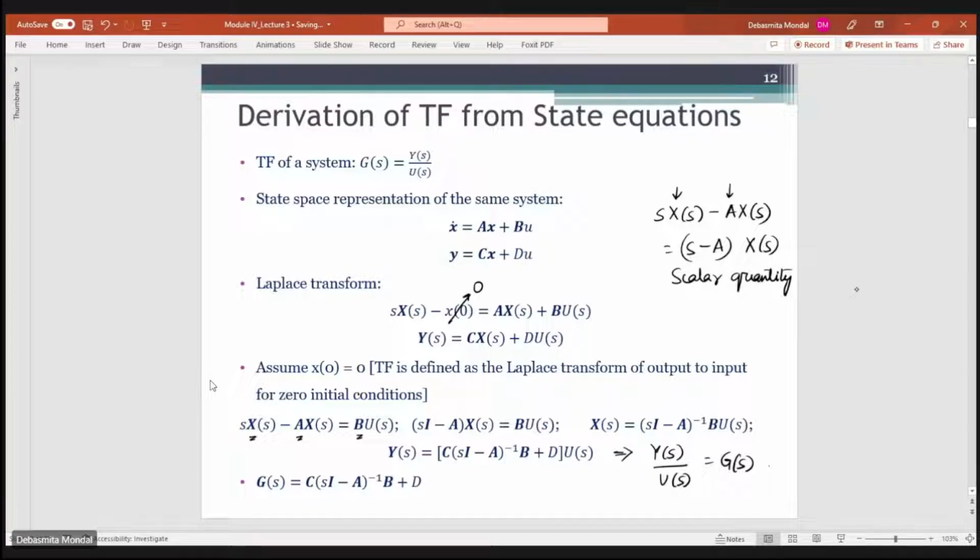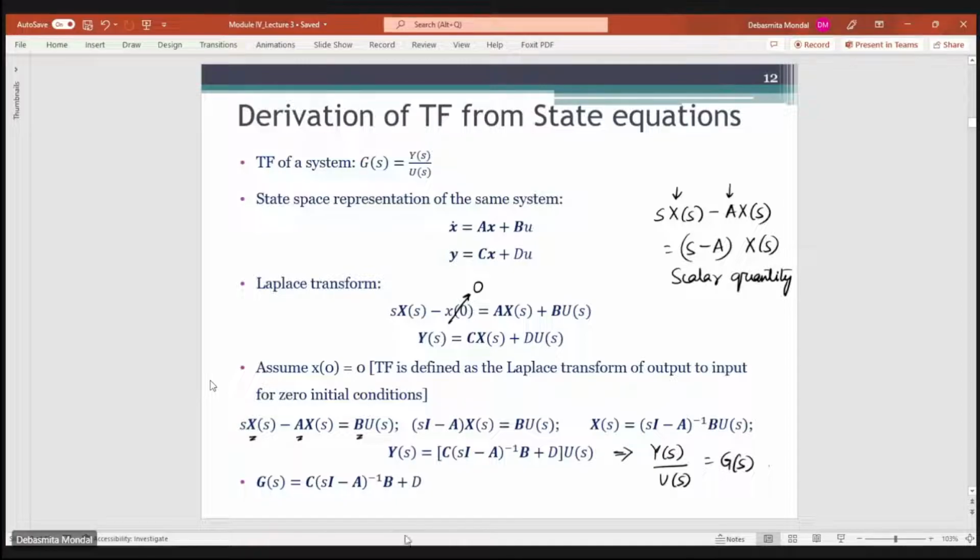That means that if you know the state space representation of a system, meaning the values of A, B, C and D are all known to you, then simply from the state equations you can directly find the transfer function of the corresponding system just by using this equation, that is G(s) equals C (sI minus A) inverse B plus D. This is the expression for deriving a transfer function from the state equations.